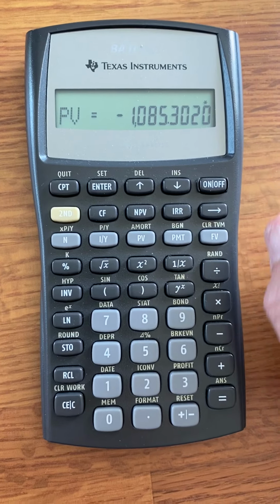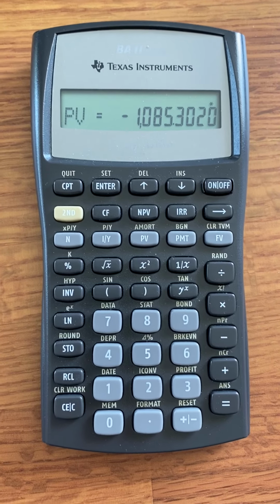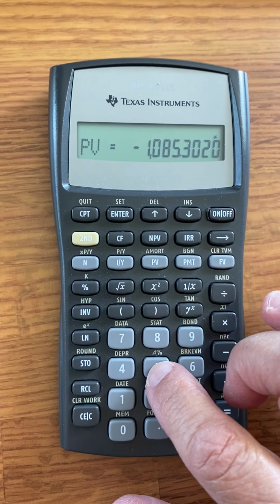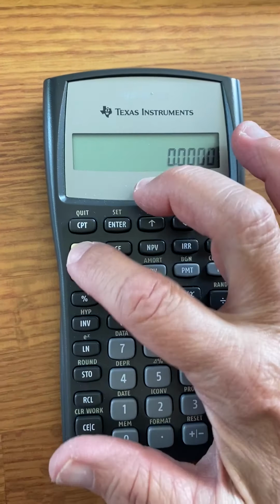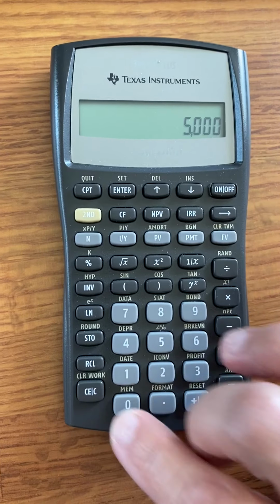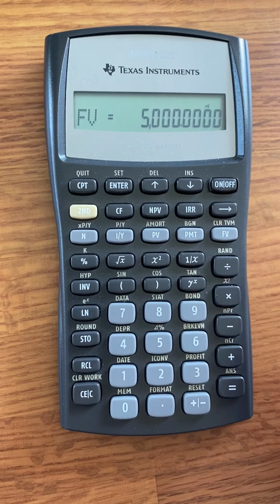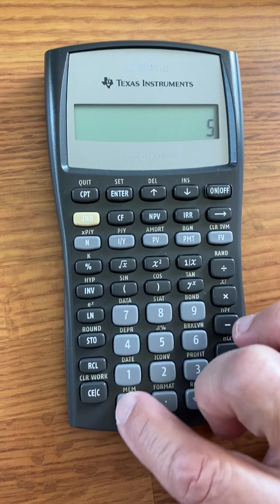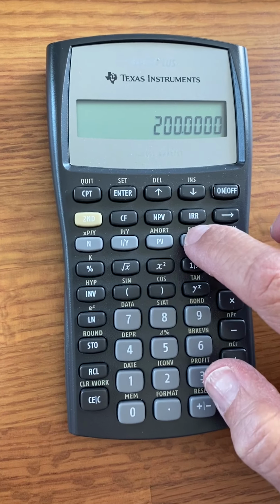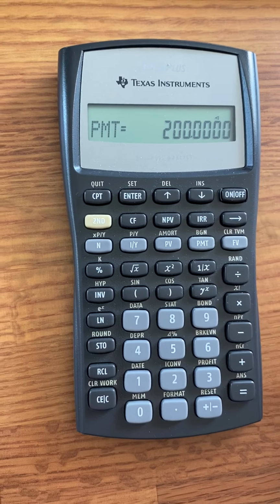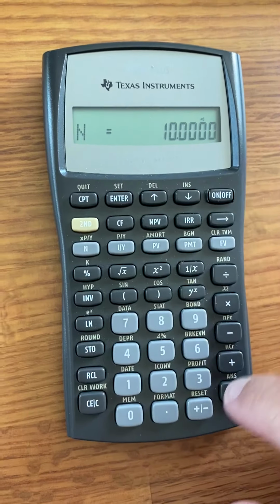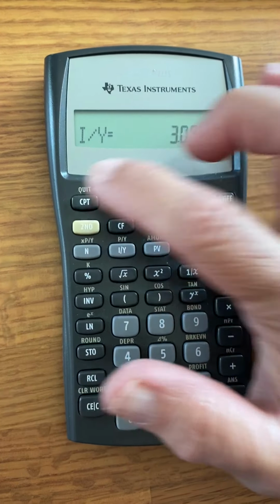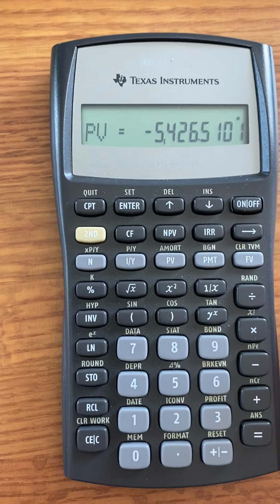Now the next question is, what if it were a $5,000 par value? Well, the first thing you want to do is clear your register, and then you put in $5,000, and that would be your future value. Your coupon payment is now 4% times 5,000, or $200. So you calculate that and put it in as payment. You still have 10 as your N, and 3 is your I. Compute your PV, and there's your price.